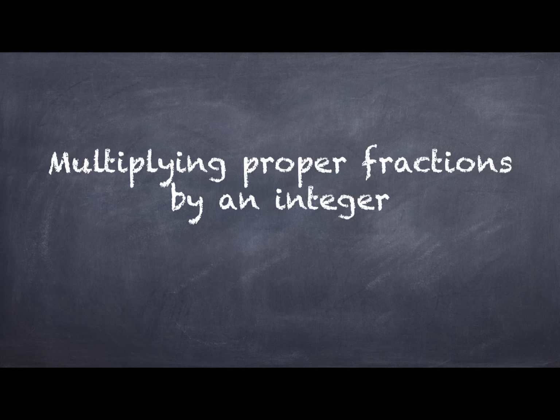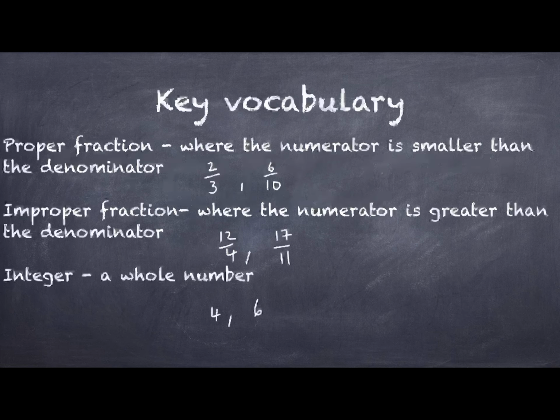at multiplying proper fractions by an integer. So first things first, some key vocabulary that we'll be using today. A proper fraction is where the numerator is smaller than the denominator, so where we've got a smaller number on top and a bigger number on bottom. For example, 2/3 or 6/10, or there are lots of other examples that you could think of.